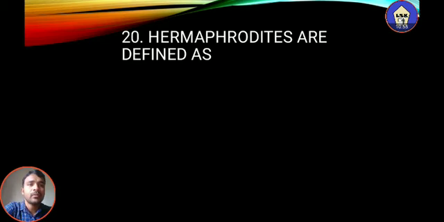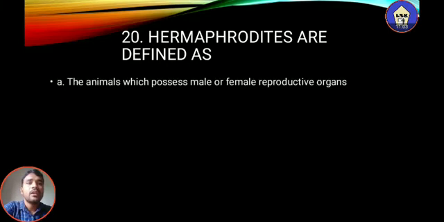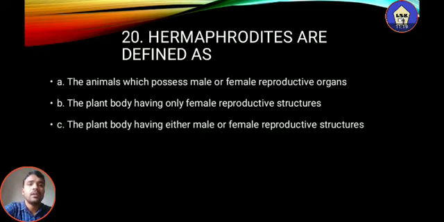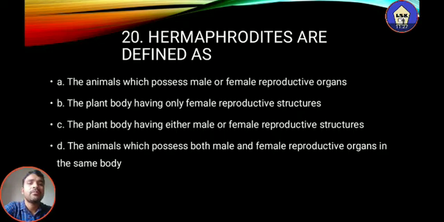Now question number 20. Hermaphrodites are defined as... Hermaphrodites are nothing but bisexual animals. The animals which possess male or female reproductive organs, male or female, represent unisexual individuals. Option B, the plant body having only female reproductive structure. Plant body, only female, no. The plant body having either male or female reproductive structure. Again, it is unisexual and we are not using this particular term in case of plants. The animals which possess both male and female reproductive organs in the same body. So this is the right answer.